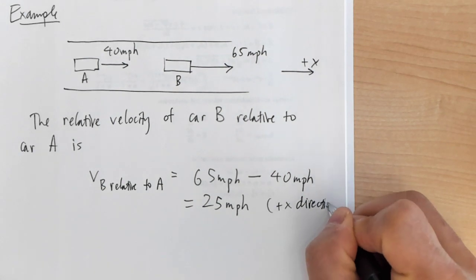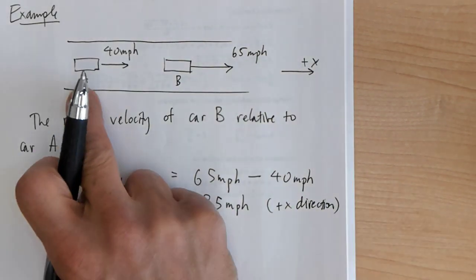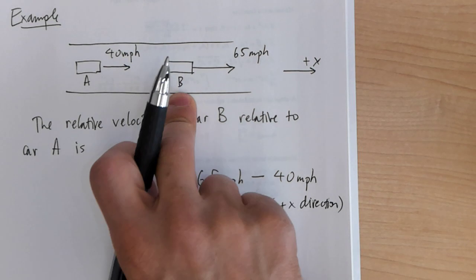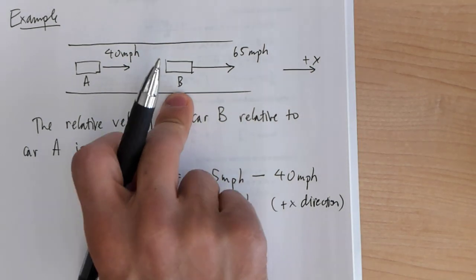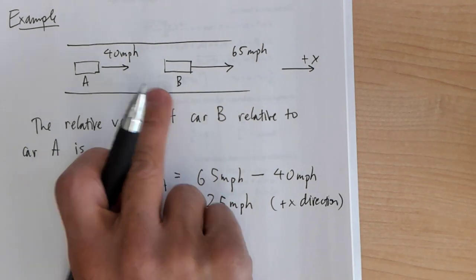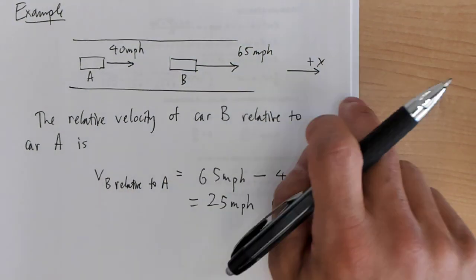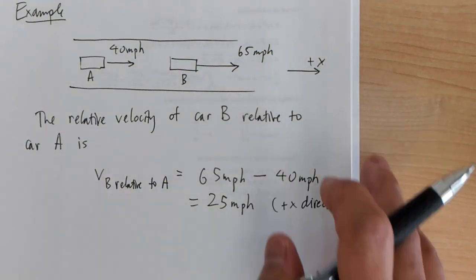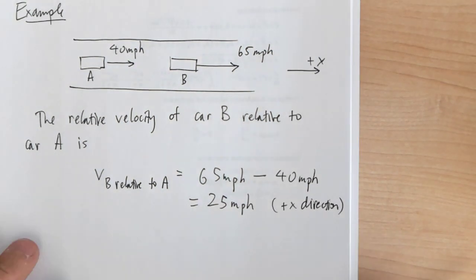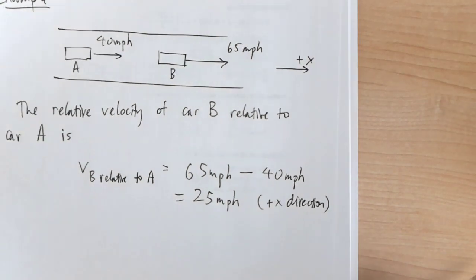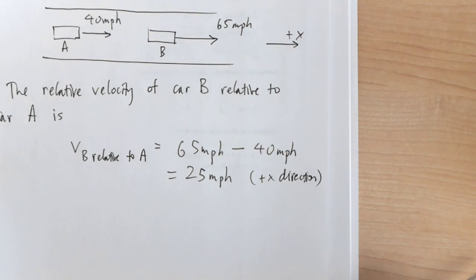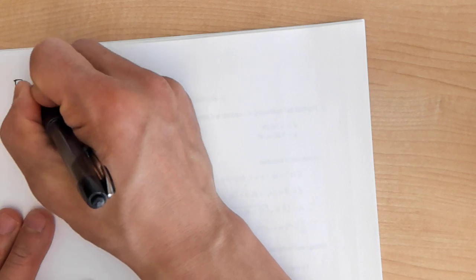Okay, hopefully this is clear to you. If you're in the slower car from behind and you're watching car B, then car B appears to be moving 25 miles per hour away from you in the positive x direction. Right? Let's do maybe a more complicated example where we have motion in two different directions. Okay, let's do an example.